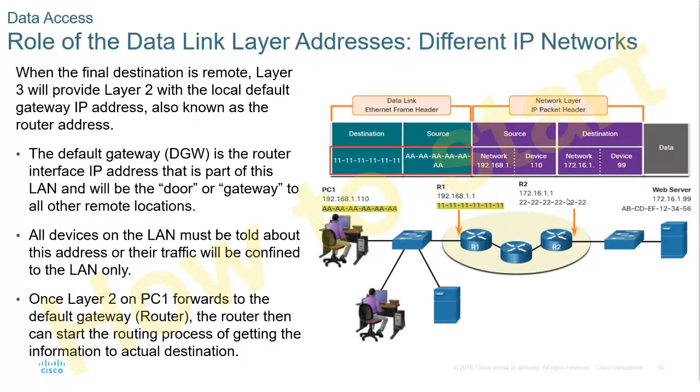So the default gateway is basically an exit point. We're going to run through this. PC1 wants to send data over to this web server. The PC will send it to this IP address. This is the destination. This is the source. This is the source MAC address. The destination MAC address will be the default gateway, the router. It'll be this one. R1 will get it.